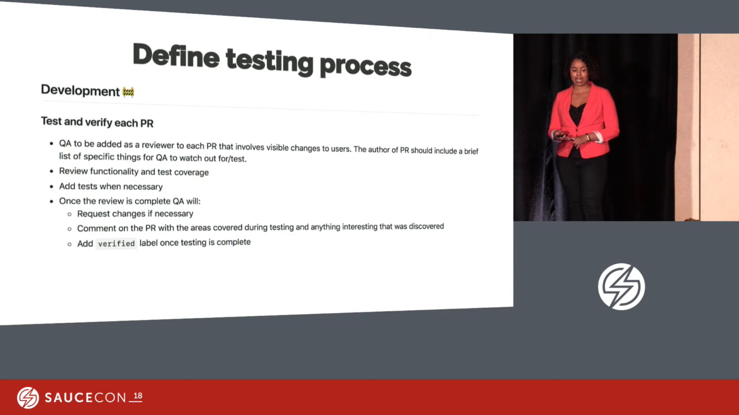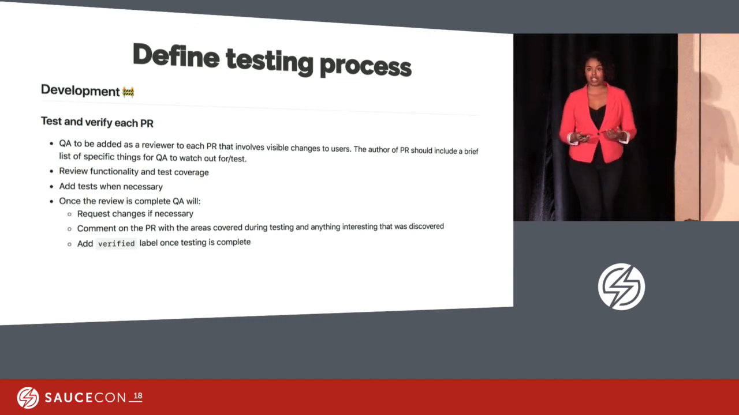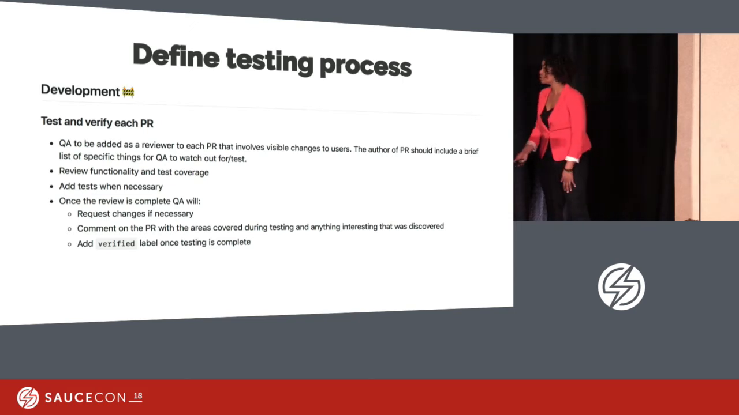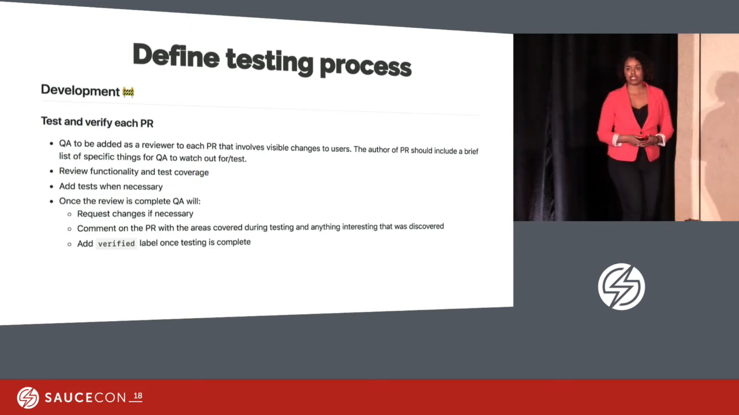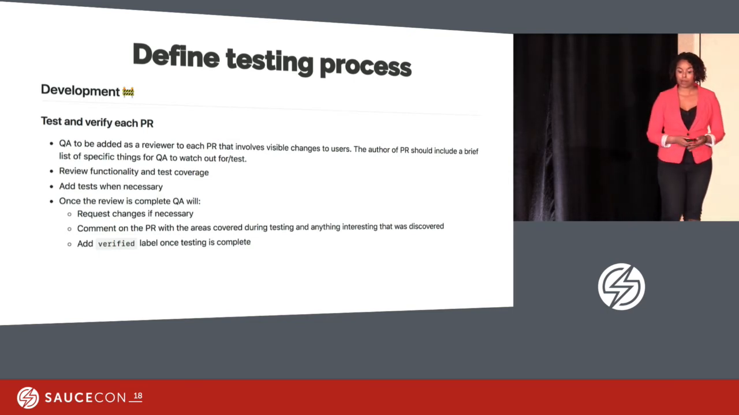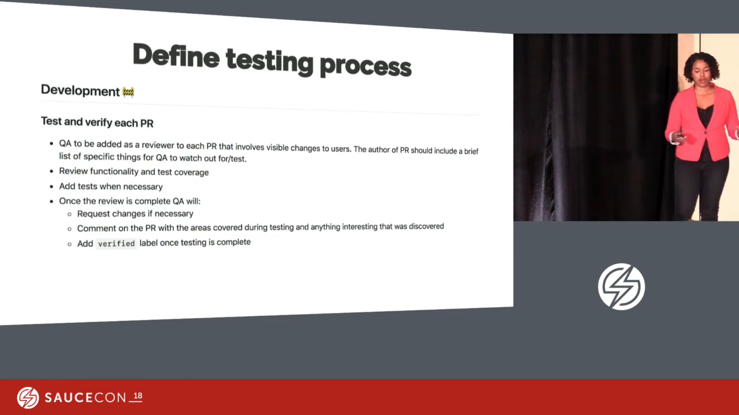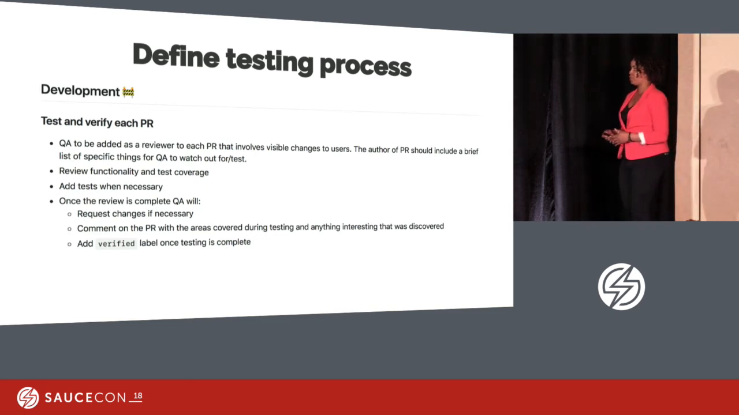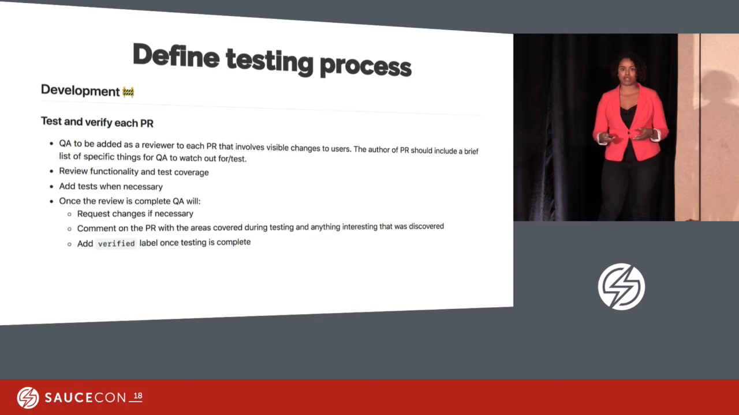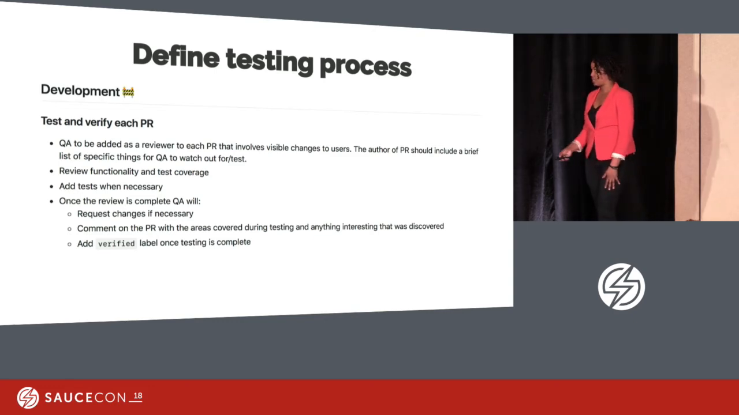It's super important that QA is added as a reviewer to start with, that QA reviews functionality and test coverage, and this basically includes test coverage for any type of pull request except for something like documentation, of course. Then adding tests when necessary at a unit, integration, or UI level. And once the review is complete, it's really important to actually comment on the issue with the testing that was done and anything interesting that was found along the way, and to either approve that PR or add some kind of verified label so that it's clear that this was tested.